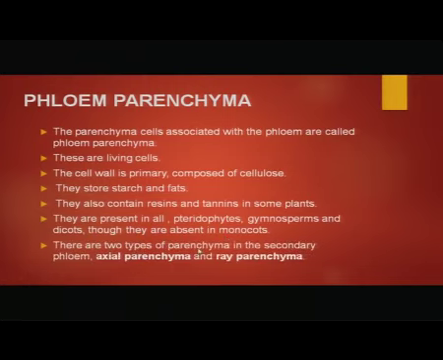There are two types of parenchyma in secondary phloem, axial parenchyma and ray parenchyma. Axial parenchyma will be somewhat parallel to the periphery of the plant, while ray parenchyma will be moving from periphery to the center.